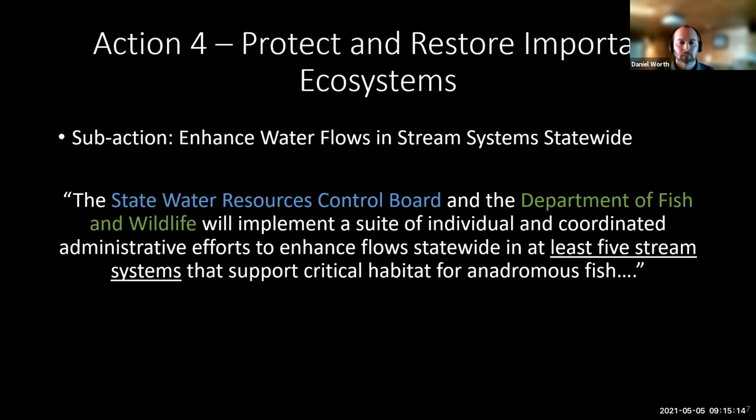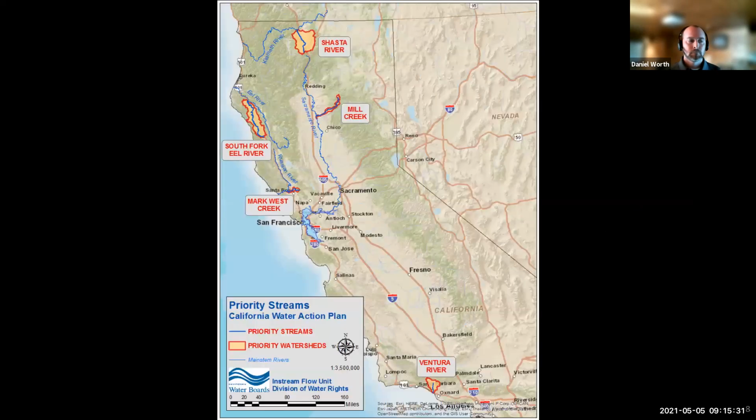for anadromous fish. And as a reminder, anadromous fish are those that reproduce in freshwater, but use the ocean during part of their life. And it includes species like salmon, steelhead, sturgeon, and lamprey. Next slide, please. The 5 watersheds that were identified as the starting point for the flow enhancement efforts are the Shasta River, South Fork Eel River, Mill Creek, Mark West Creek, and the Ventura River.